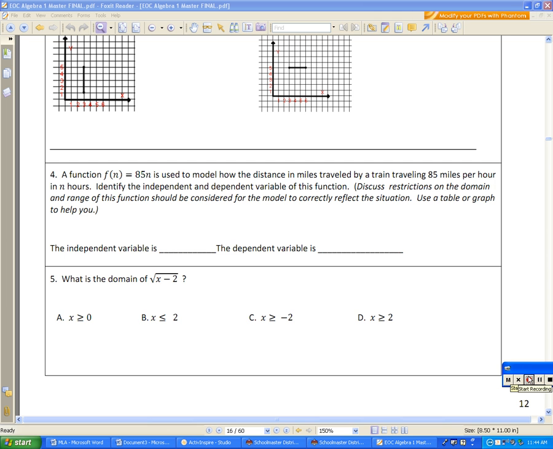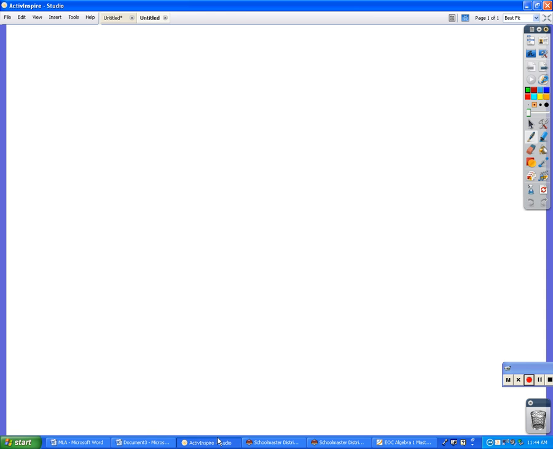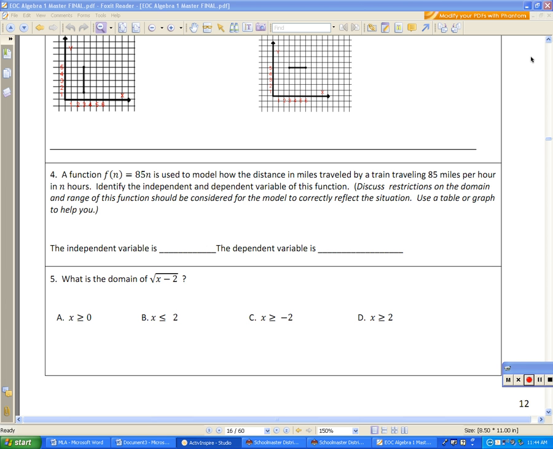All right, so let's take a look at the first one today. This one says a function f of n equals 85n is used to model how the distance in miles traveled by a train traveling 85 miles per hour in n hours.